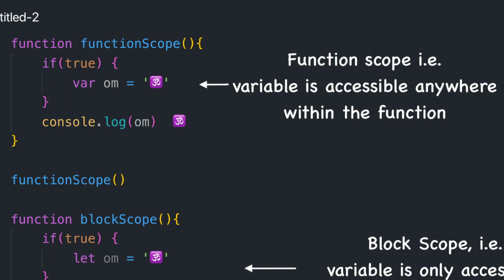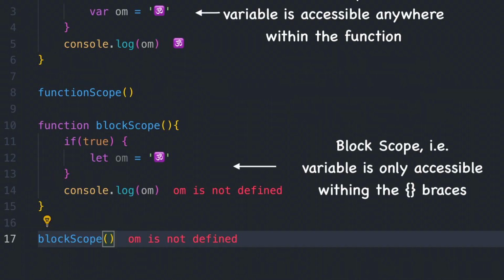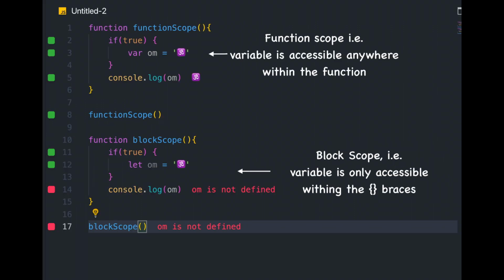Just to give you a quick recap, var is function scoped. That means any variable that is defined within a function using the var keyword is available anywhere within the function, versus let, which is block scoped, which means it's only accessible within the curly braces it is declared in and not outside the curly braces. So in this example, it is only available inside the if block, not outside the if block.